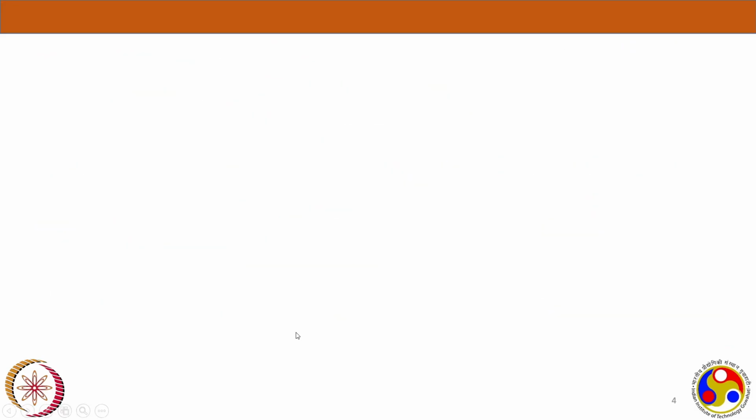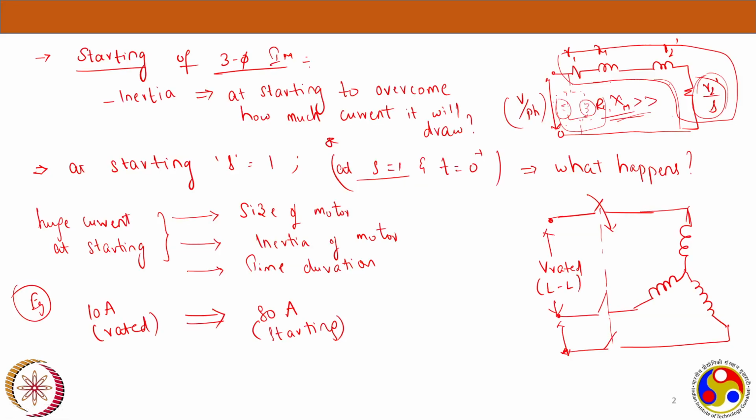Now this 80 amps will flow through the motor. At this condition, let's say we have two motors. One is a small motor, whose rating is less. Another motor is a big motor, having a bigger rating.